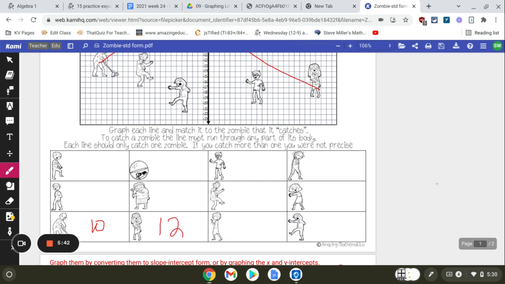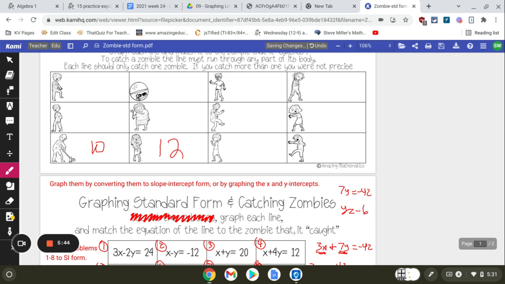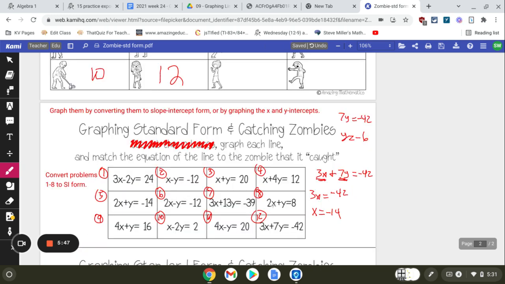I'm just going to keep doing that for the rest of these. It's up to you which method you want to use for graphing, but 1 through 8, I'm wanting you to convert those to slope-intercept form.